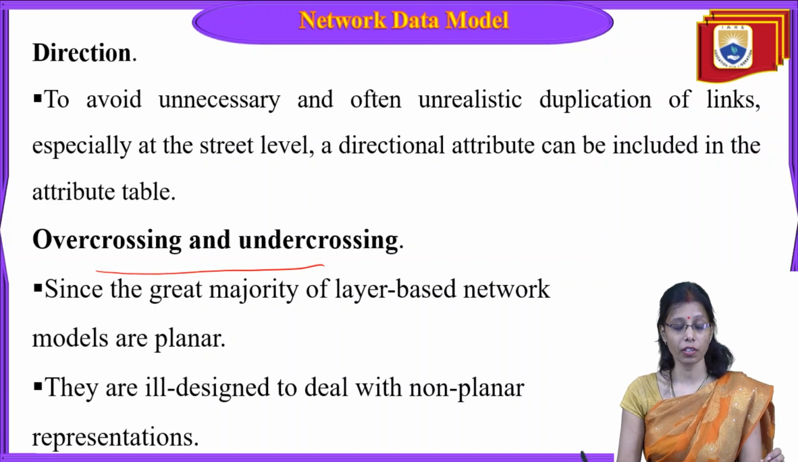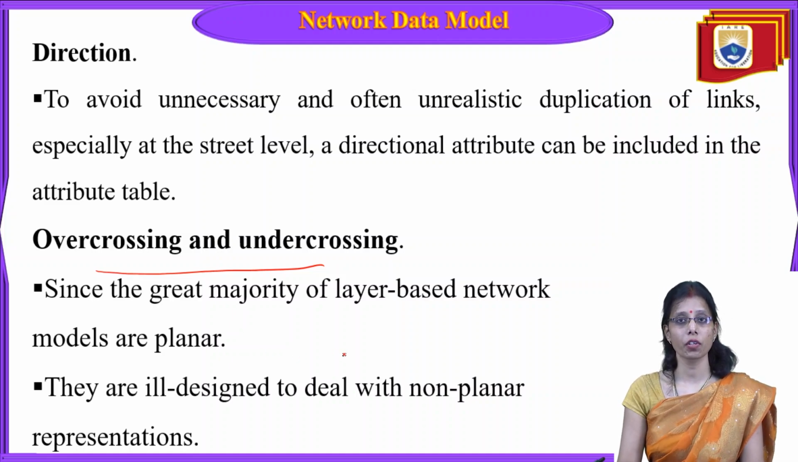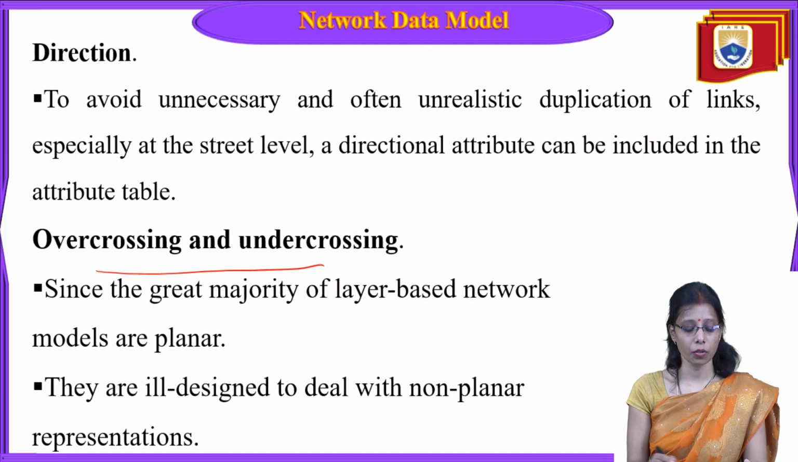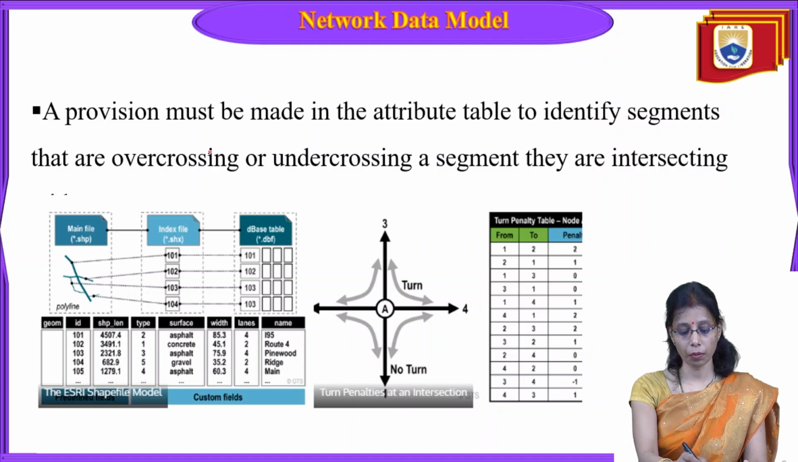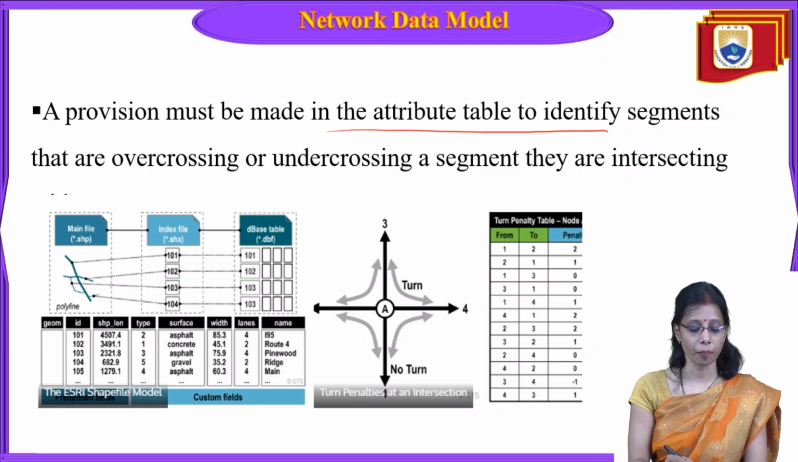Since the great majority of layer-based network models are planar, it will show you the majority of the road, and wherever an overcrossing or undercrossing is there, it will help us show this crossing. So they are ill-designed to deal with non-planar representations. A provision must be made in the attribute table to identify the segments that are crossing, the overcrossing and undercrossing segments, where they are intersecting. Now, if you see here, it will show you the intersection point in this network model.